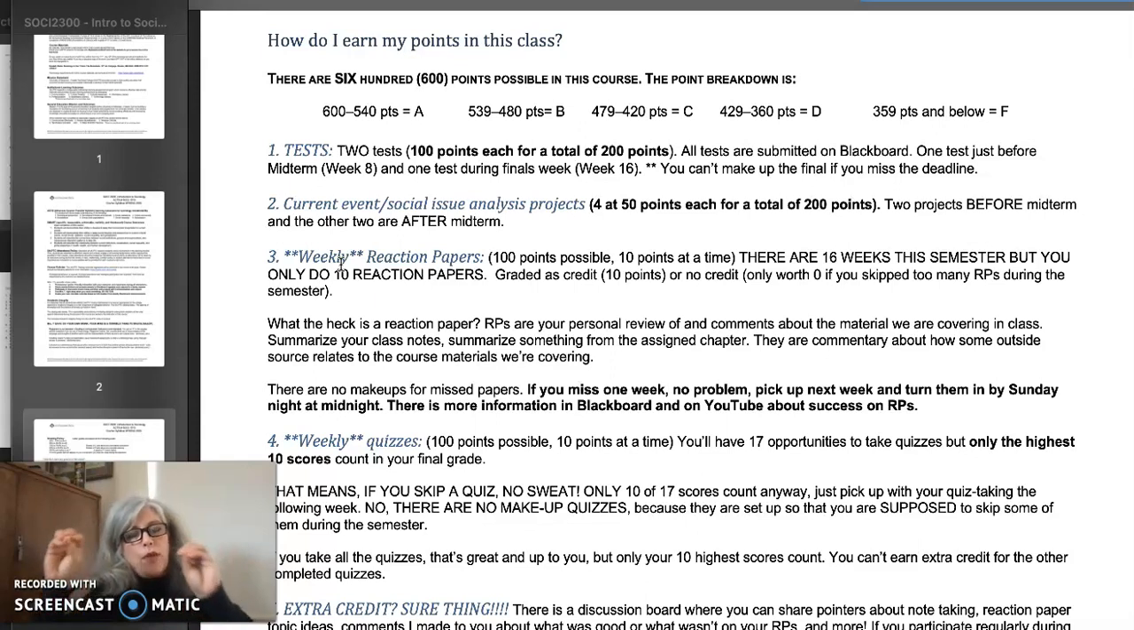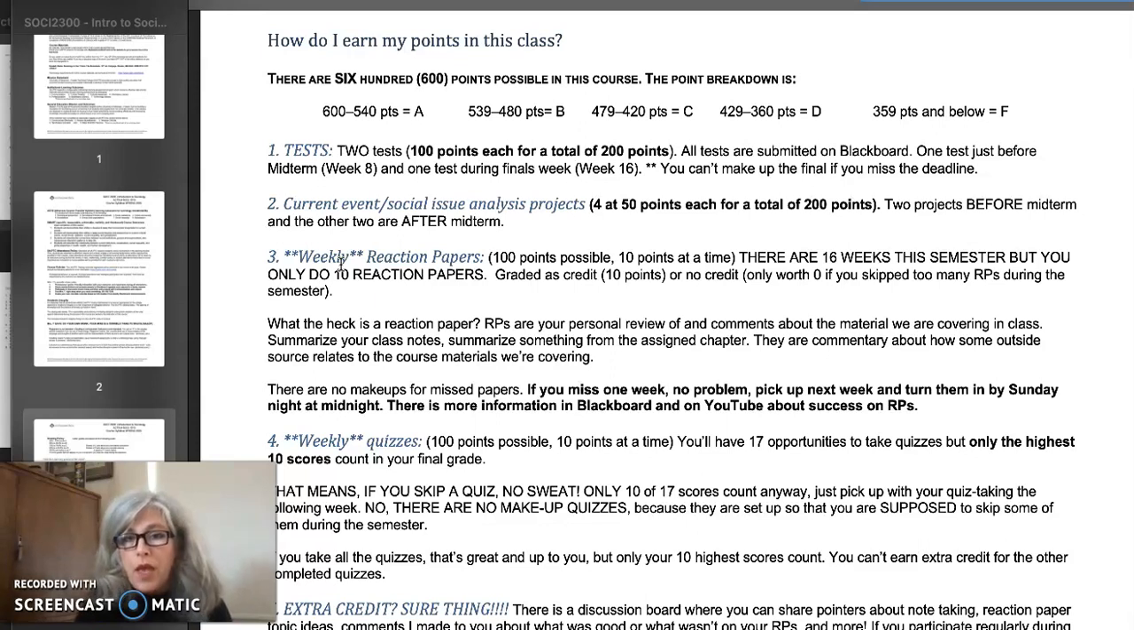I put stars around the word weekly when I wrote it on the syllabus because you have an opportunity to do weekly reaction papers. However, there are 16 weeks in the semester and you can only get credit for a maximum of 10 reaction papers. So that means there are 6 weeks built into the semester where you can and should skip doing a reaction paper.